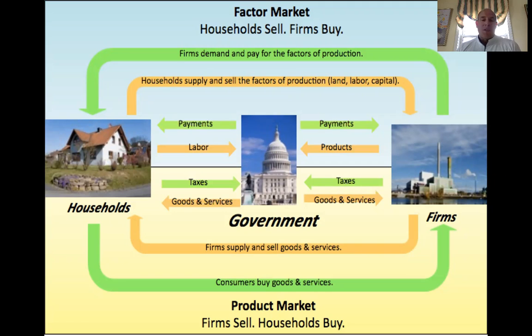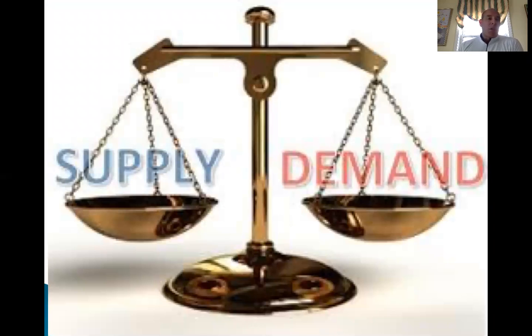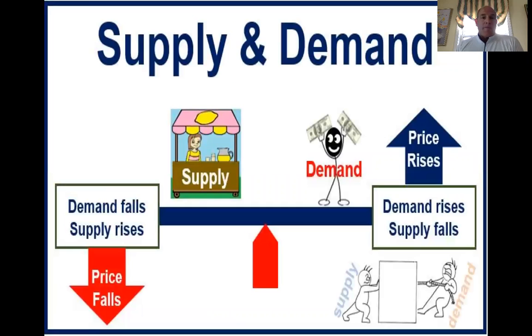One of the most important things is price. So we're now going to look into what is supply and what is demand, and how they determine price. Supply and demand is going to be constantly balanced.